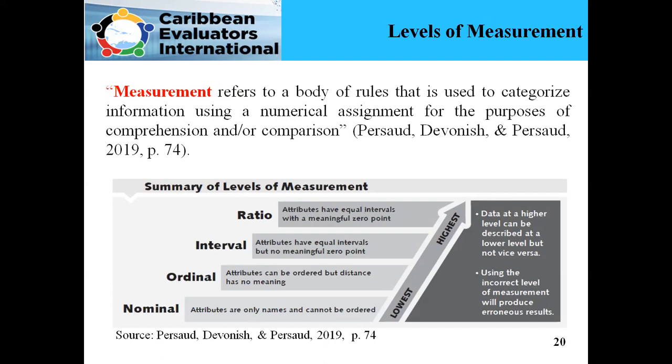Likewise, income at the ratio level can be described at the ordinal level, for example, societal status: upper, middle, or lower. It is also important to note that statistical techniques that may be appropriate for one measurement level might be quite inappropriate for another level.